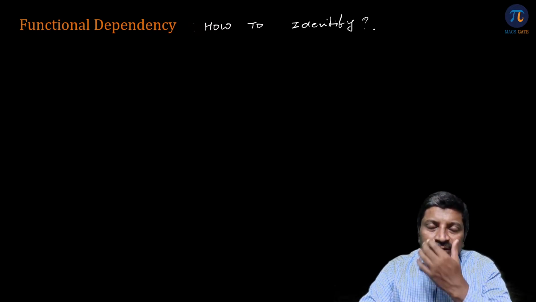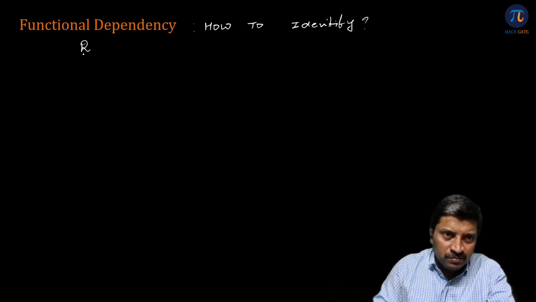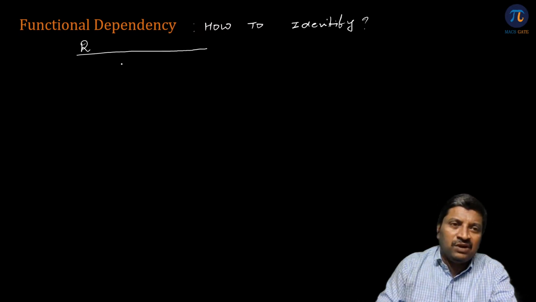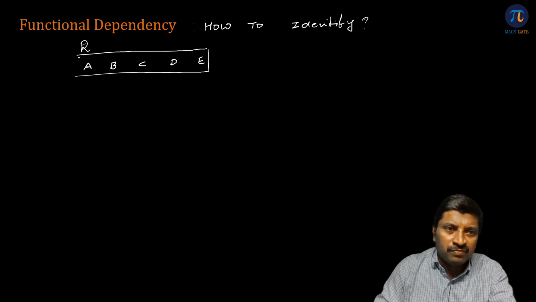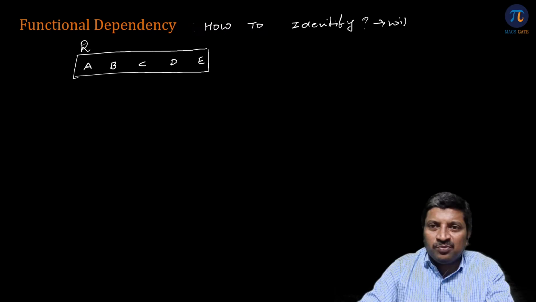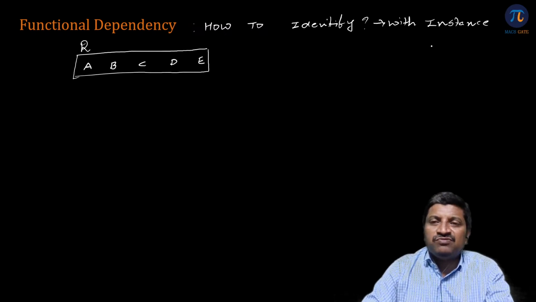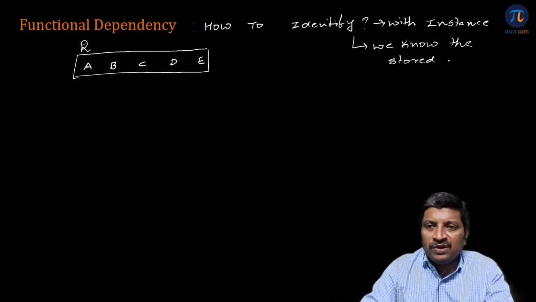How to identify functional dependencies? Okay, that is the question. Suppose I have a relation in which I have some attributes A, B, C, D, E. This process is applicable whenever we know the relation instance, whenever we know the data which is stored in that particular table. Then only it is applicable.